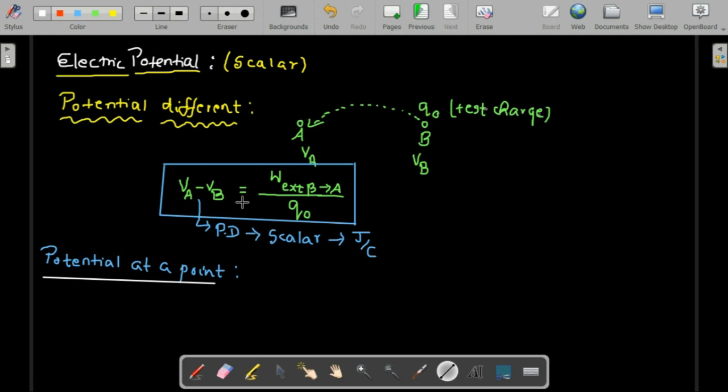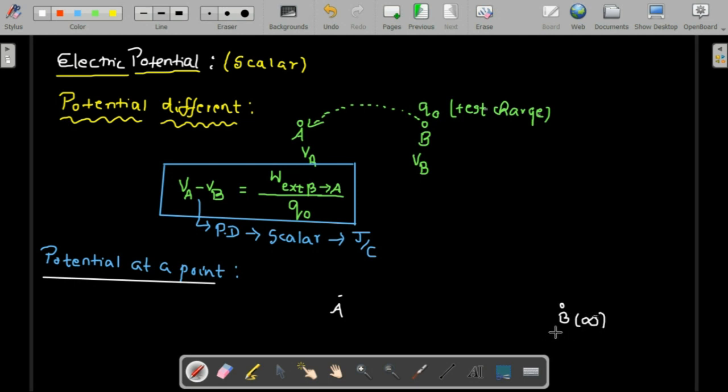Look here, this is the potential at A, this is the potential at B. If either of them becomes zero, maybe VB, if I can make it zero, I can say what the potential at A is, because it will be VA minus 0. So that way I can define the potential at that point. Now imagine you have a charge here at point A, and I have got another point B, but this time this point B is at infinity, at a very far distance.